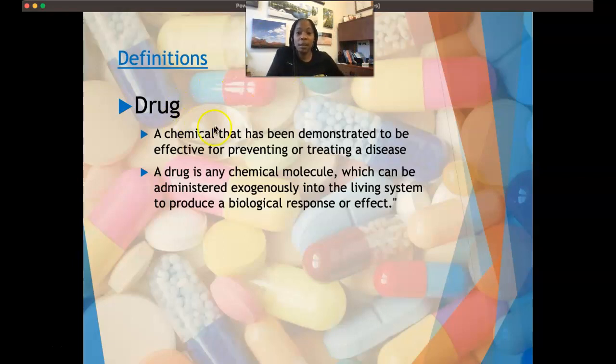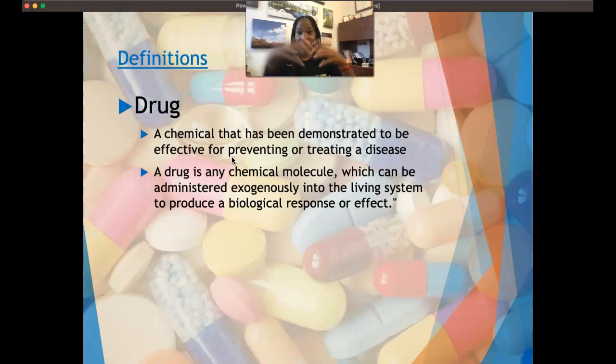So a drug is a chemical, right? And that chemical, we're going to look on the next slide in just a few seconds at a table where you will see a drug has a chemical name. So there are chemicals that come together that create a drug. And the whole idea and concept is that it's a chemical that has been demonstrated to be effective at preventing or treating what we could say is a disease.